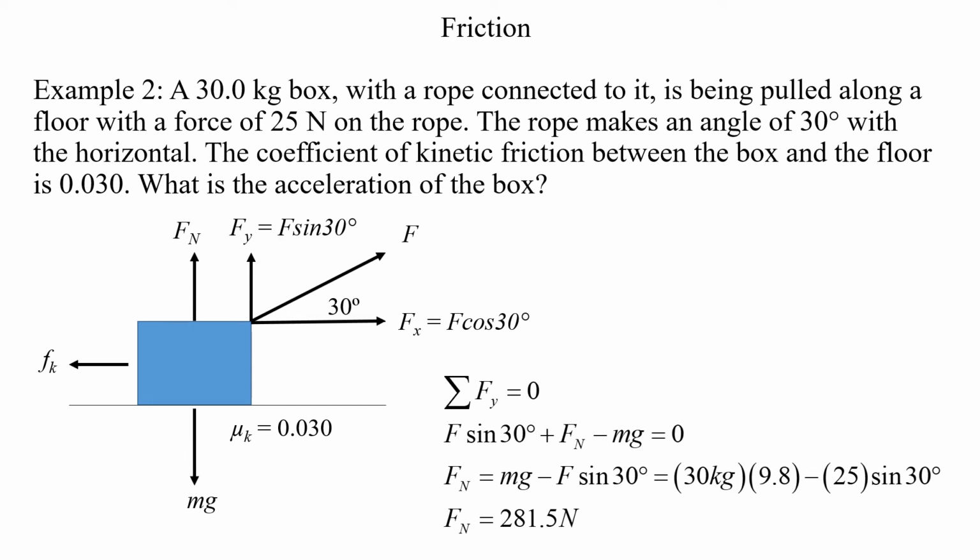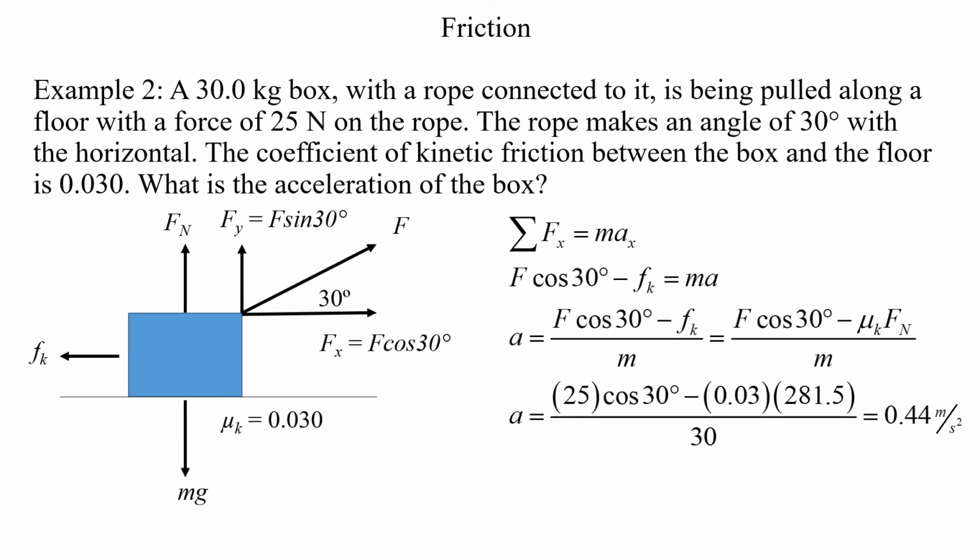Now we can plug in the numbers. And so m, of course, is 30 kilograms, g is 9.8, minus F sine of 30, so F was 25 newtons, and sine of 30 degrees. And then when I crunch those numbers, we get 281.5 newtons. All right, now we only want to have 3 significant digits here, or 2 significant digits. So rather, we'll wait till the end before we do any rounding.